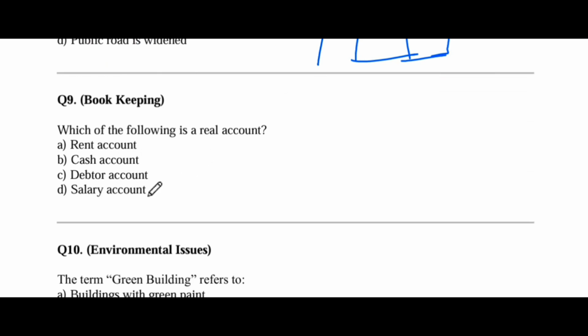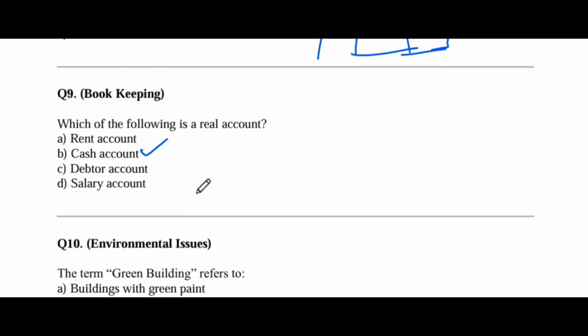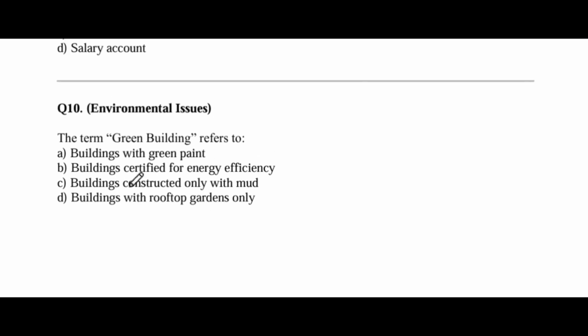Which of the following is real account? Cash account. The term green building refers to building with green paint, certified by the energy efficiency, buildings constructed only with mud, with rooftop garden only. So with energy efficiency.